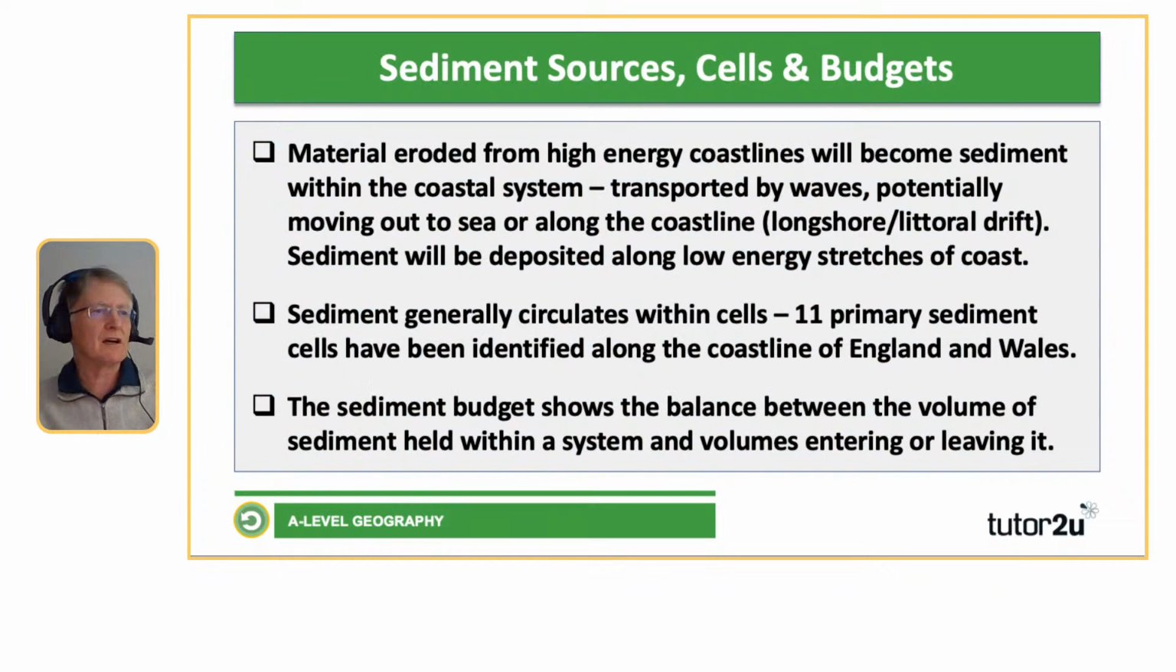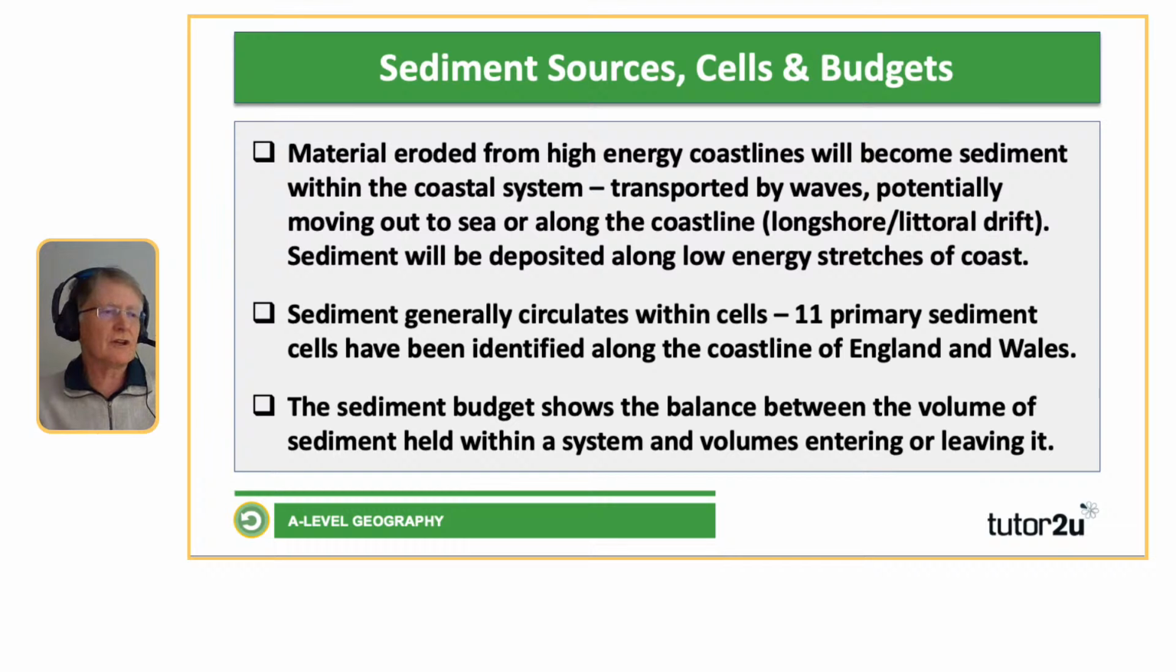Okay, so if we move on to the next slide, we're thinking about, in the context of dynamic equilibrium, sediment sources, cells, and budgets. And it's very important here that we consider the coast as a system. It is a coastal system with inputs, transfers, stores, and outputs. So material that's eroded from high energy coastlines can often then become sediment in the coastal system, is transported, i.e. transferred by waves, potentially moving out to sea or along the coastline, what we call longshore or littoral drift. And sediment can be deposited along low energy stretches of coastline.